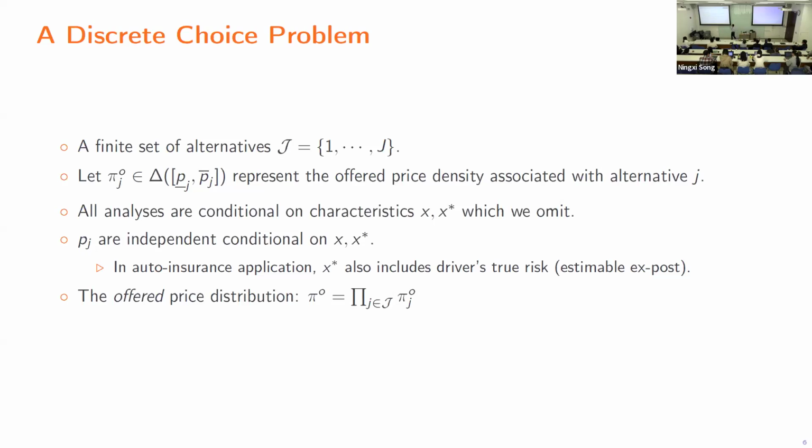And I collect all these π_j^O and call this the offer price distribution. Here the O denotes offer. This is the object of interest we want to recover. We do not observe the offer price distribution.